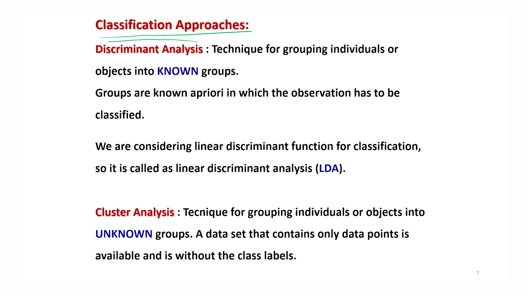Now, when we are thinking about classification approaches, we have two types of analysis. One is called discriminant analysis, and another is cluster analysis. Yes, after this LDA, we are going to study the topic of cluster analysis, right? So, what is the difference between the two? In both cases, we are trying to classify an observation. In cluster analysis also, we have a similar objective, but the main difference is that in discriminant analysis, we are going to develop a technique for grouping individual observations or objects into some known group.